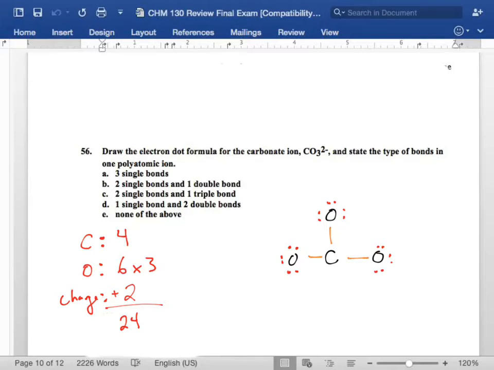Now I would check octets. What do we see with the carbon? It's missing its octet, so what do I need to do? Shift one of those pairs of electrons in between, making a double bond. Okay? Now when we go through and look at the answers, 3 single bonds. No. 2 single, 1 double. Yeah. 2 single bonds, 1 triple, no. 1 single and 2 double, no. None of the above will be made sense.